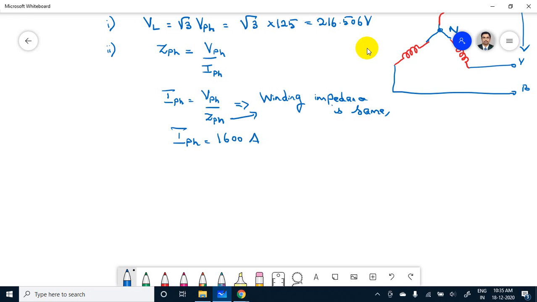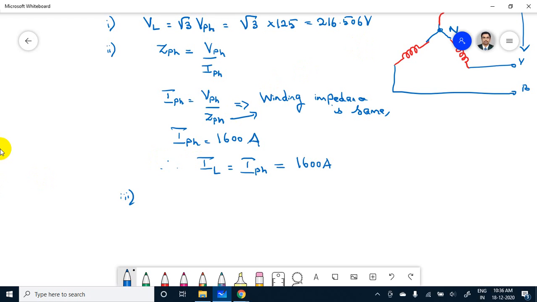Why have I written this Z phase? The reason is that when you're transforming the connections from delta to star, the number of turns available in the delta is the same number of turns available in the star also. Because of that, the winding impedance will be the same. Therefore, I phase equals 1600 ampere, which we are taking from the delta. So in star connection, the line current is equal to phase current, which is equal to 1600 ampere.